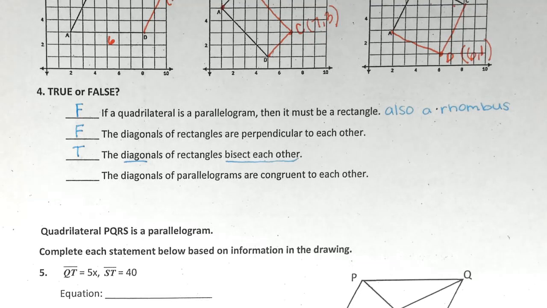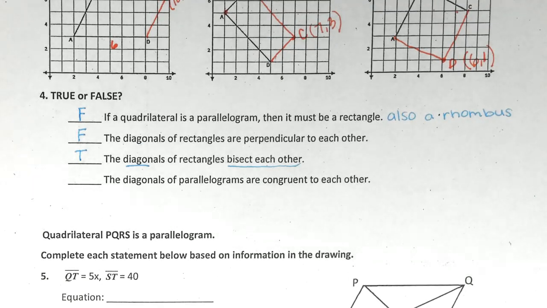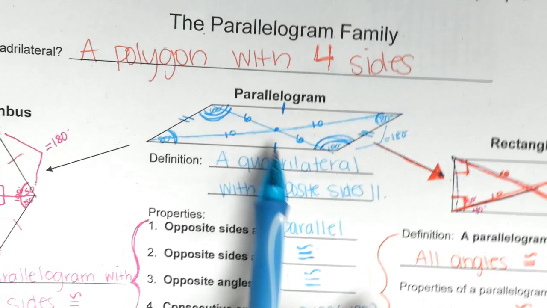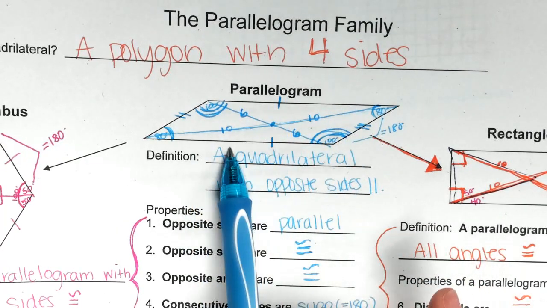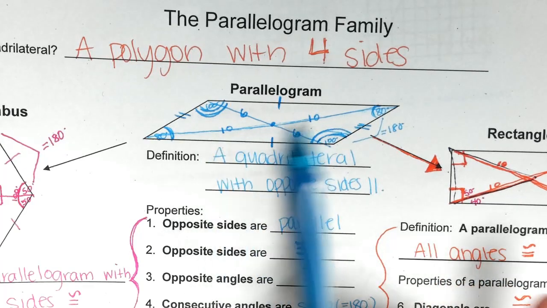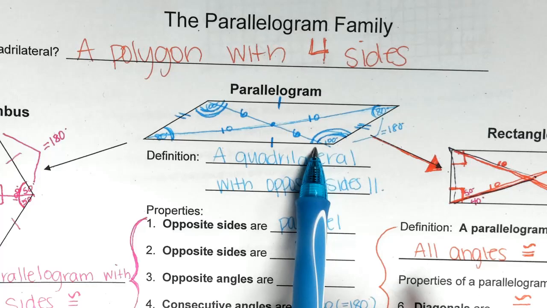Do the diagonals of parallelograms, are they congruent to each other? Not all the time. Right here is my diagonal to my parallelogram. Are they the same? This is 10 and 10, which is 20. This is 6 and 6, which is, are they the same? No.